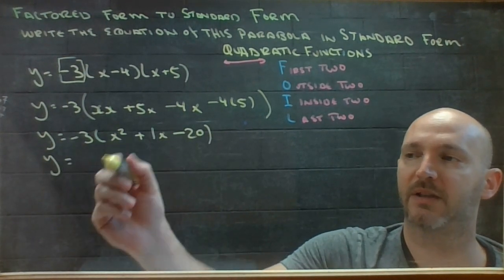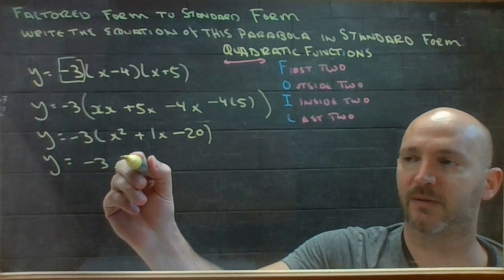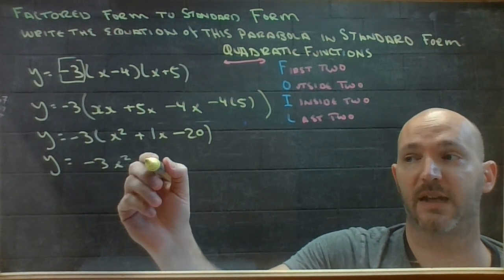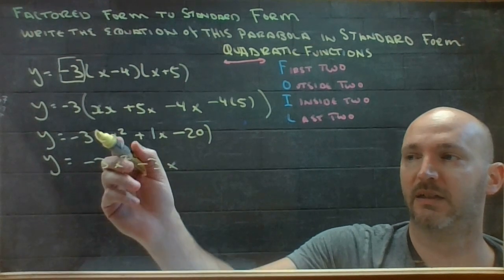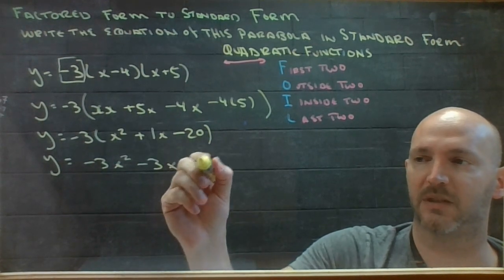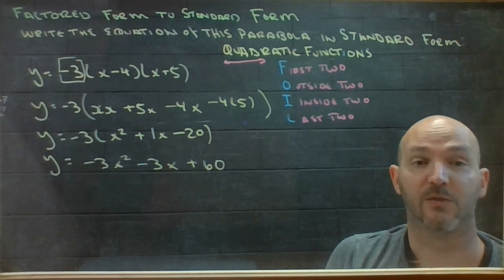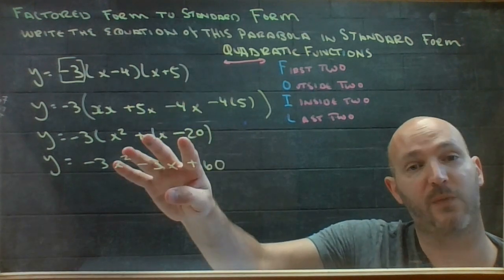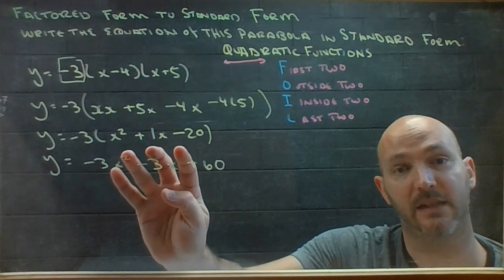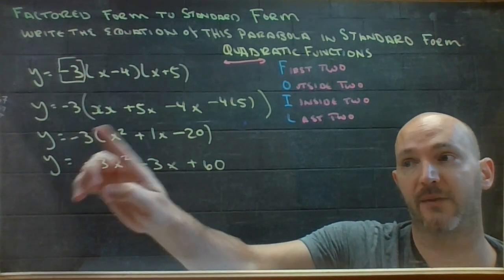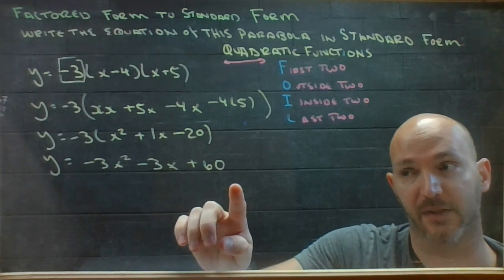So negative 3 times x squared is negative 3x squared. Negative 3 times 1x would be negative 3x. And negative 3 times negative 20 would be positive 60. So just like the last one, execute the FOIL stuff, and then once it's done and cleaned up, then you throw that front number in there to get your final answer in standard form.